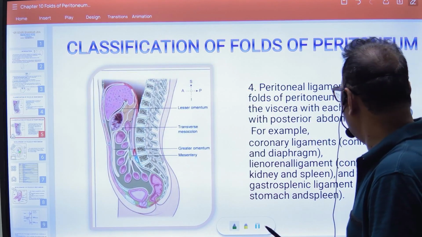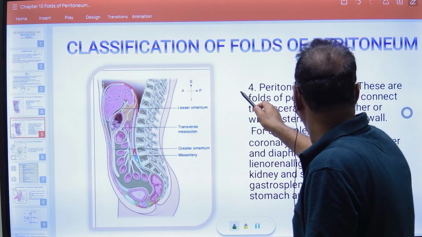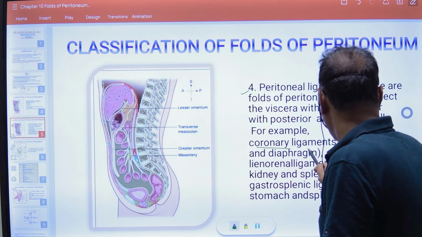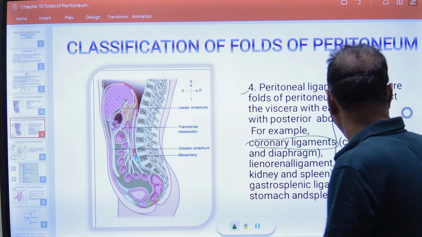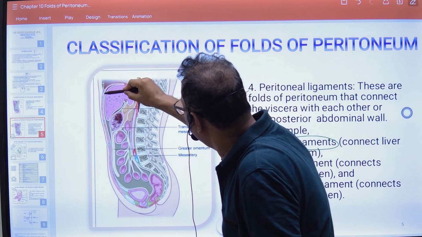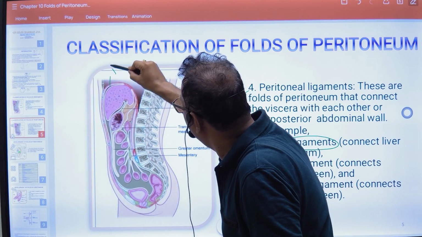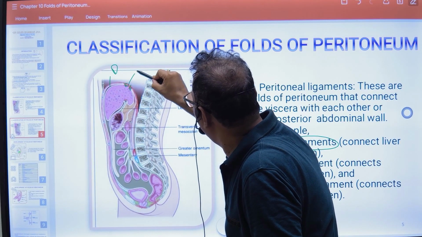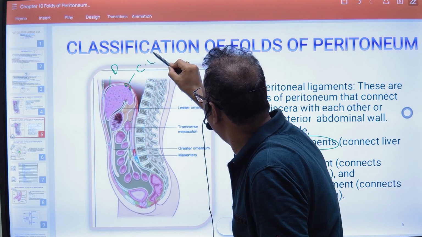We have got the peritoneal ligaments. One is the coronary ligament, and this will connect the liver to the diaphragm. This one is the diaphragm, and the liver is connected over here. So this is the coronary ligament.